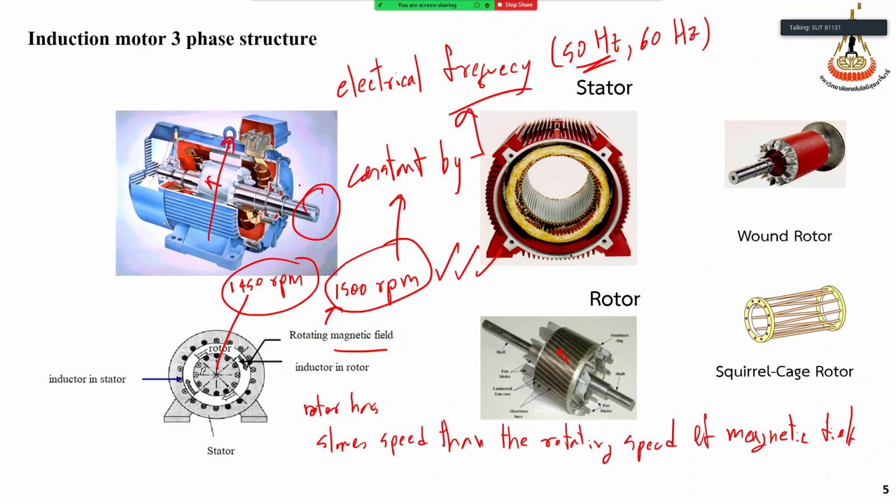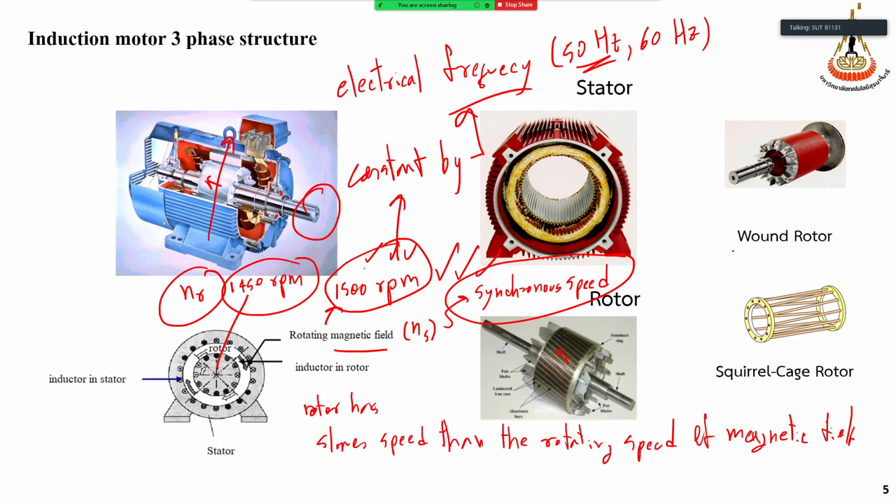If you take a higher load, the speed may be much lower than the magnetic field speed. We call the rotating magnetic field speed the synchronous speed, or NS. The speed of the magnetic field is constant. And the speed of the rotor we call NR, the rotor speed, usually lower than synchronous speed.